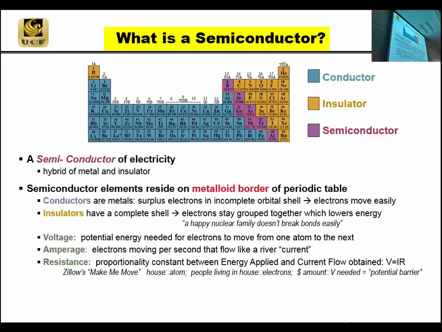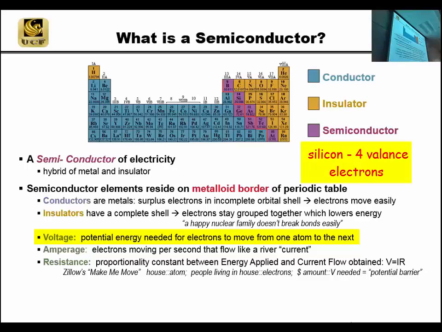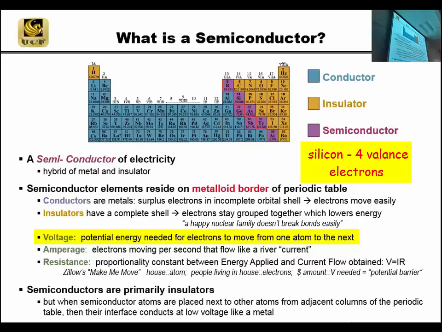A semiconductor is an insulator you can make conduct. So here's what I call the water analogy. The voltage potential to move electrons from one atom to the next. These are the valence electrons. We have these so-called orbitals, this happy family idea here. My chemistry teacher said that it's hard to break up a nuclear family.